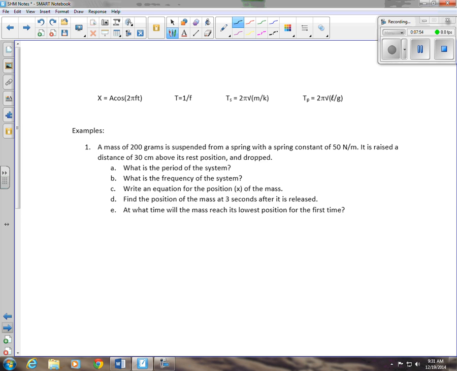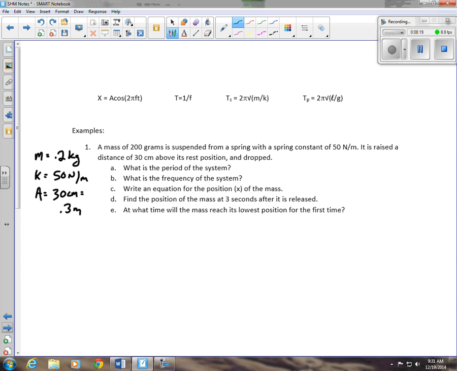We have a mass of 200 grams. We need to convert that, that's 0.2 kilograms. The spring constant is 15 per meter. Now, raised a distance of 30 centimeters from its rest position, that's the farthest away it's going to be, so that's the amplitude. We have to remember to convert that to meters, so 0.3 meters. So that's what we've been given.